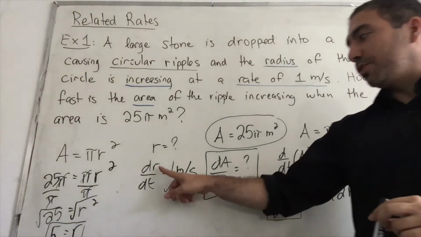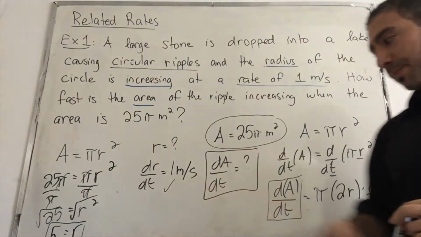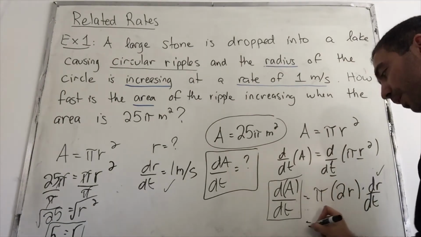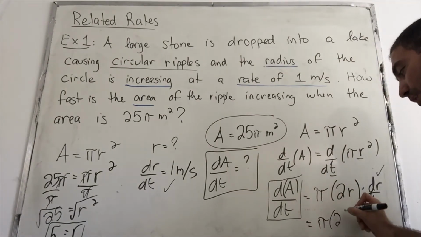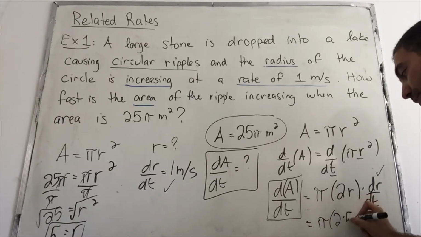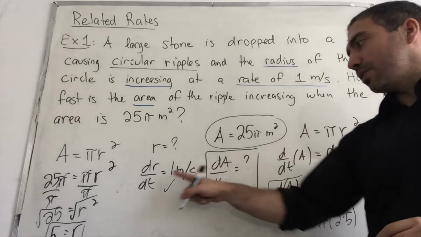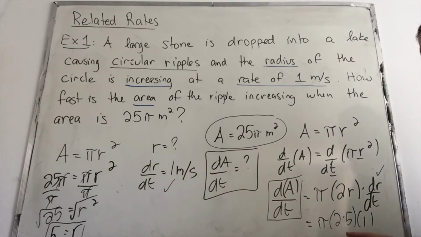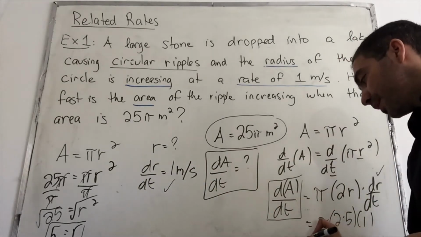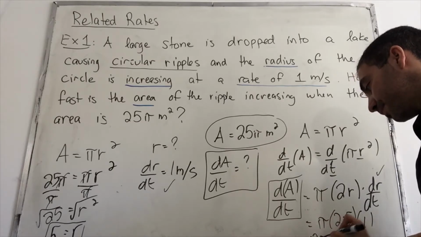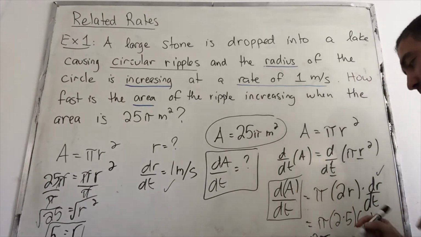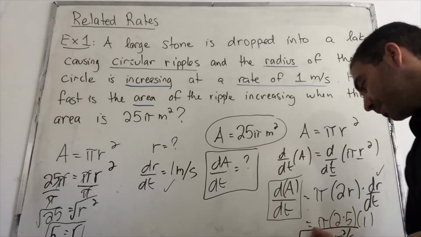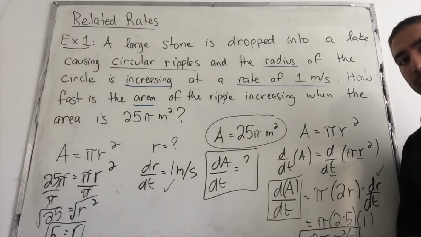We have the rate of change of the radius. So we're done. We could plug everything in. So dA/dt is equal to pi times 2 times the radius, which we just found was 5, times dr/dt, which is given in the problem, 1 meter per second. This gives us an answer of 10 pi. And since we're changing the area, it's meters squared per second. Okay. And that's our final answer.